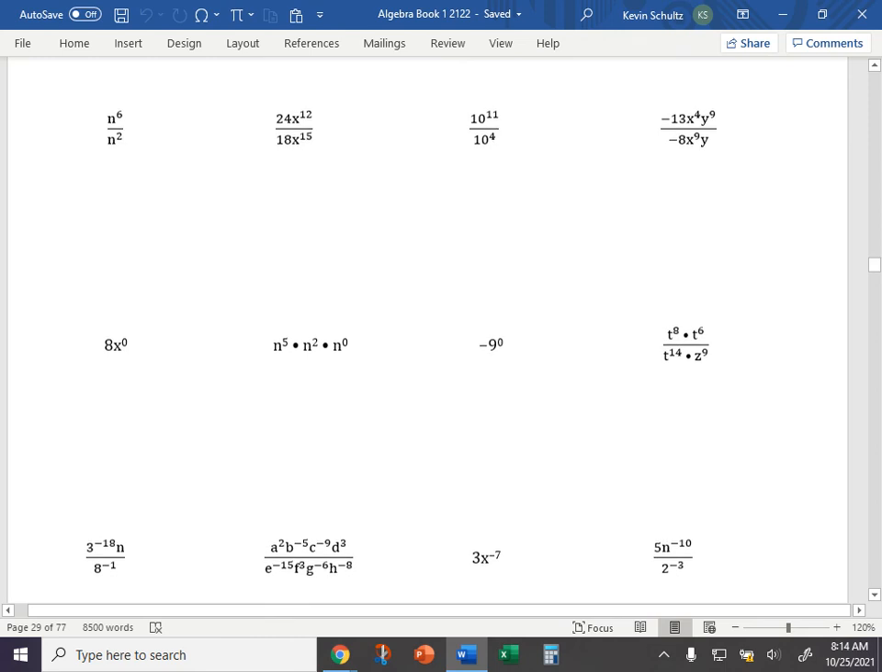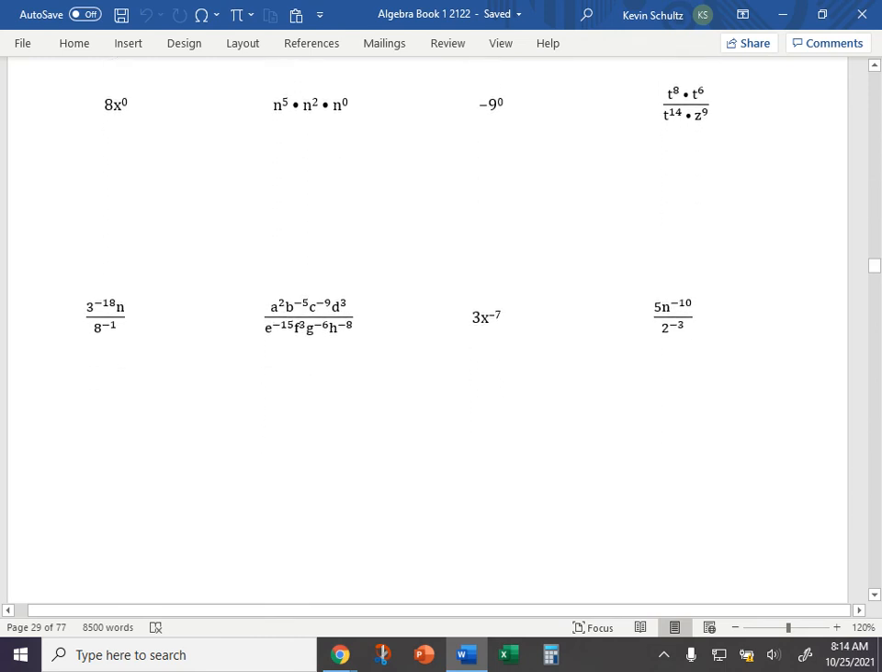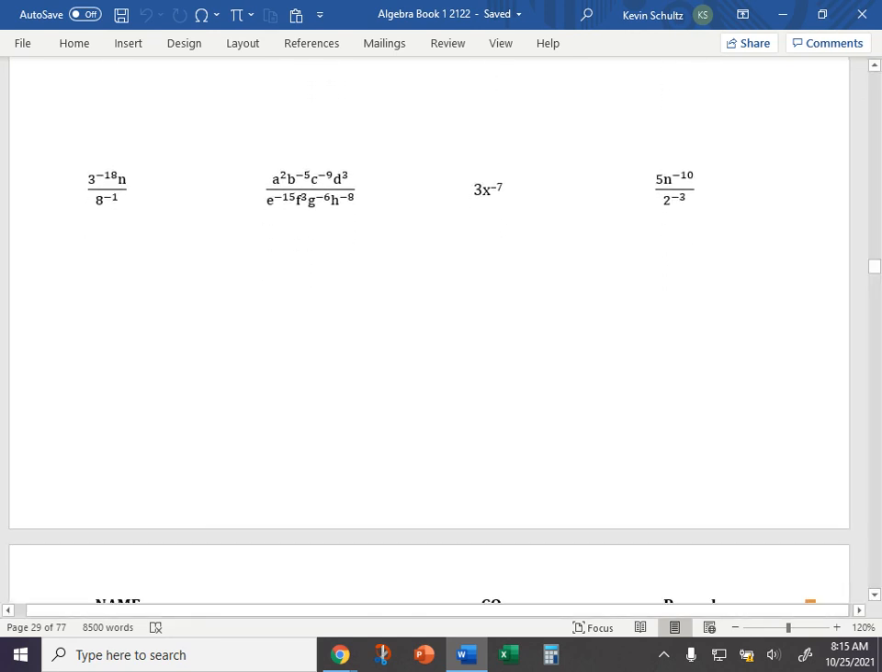You'll also notice that some of these you do need to simplify or use other rules, like this last one here, t to the 8th times t to the 6th. I don't see any zero powers there, but we have to simplify our numerator first to see what we get, and then we can go about simplifying. And then the bottom row, negative powers. Because you've got negative exponents, you know it's that rule you're using. And that's as far as we've gotten.